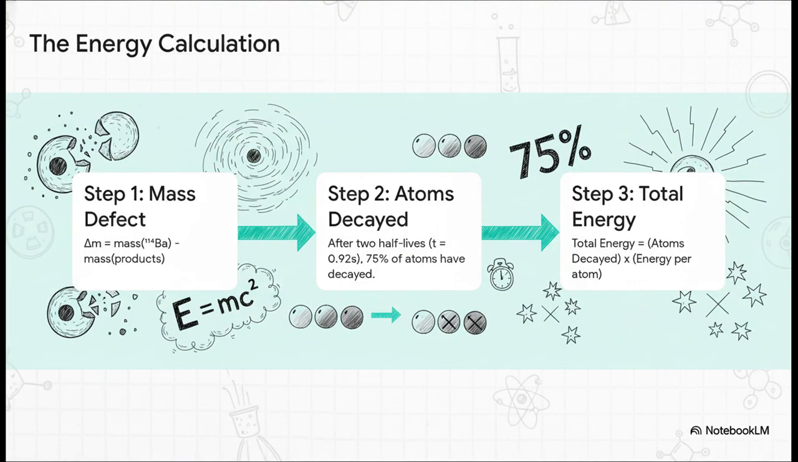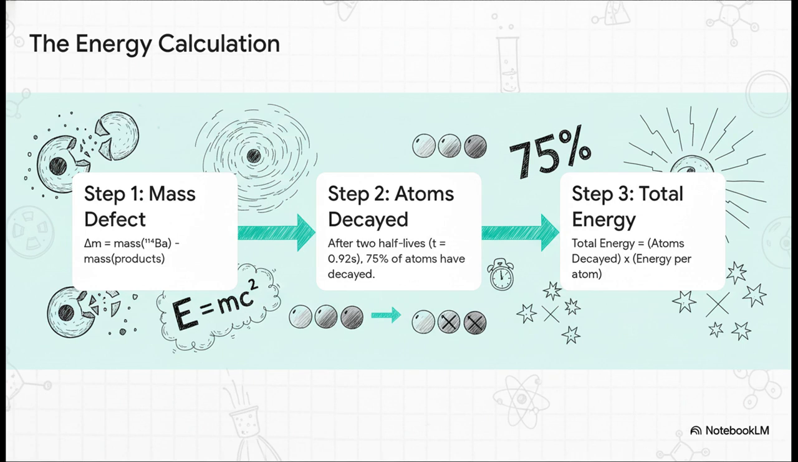Now, calculating the energy is a 3-step process. First, we have to find the mass defect. That's the tiny little bit of mass that gets converted directly into energy thanks to E equals mc squared. Second, we figure out how many atoms actually decayed. The problem says 2 half-lives have passed, so after 1 half-life, half of the stuff is gone. After the second half-life, half of what was left is gone. That's another 25% of the original. So in total, 75% of the sample has decayed.